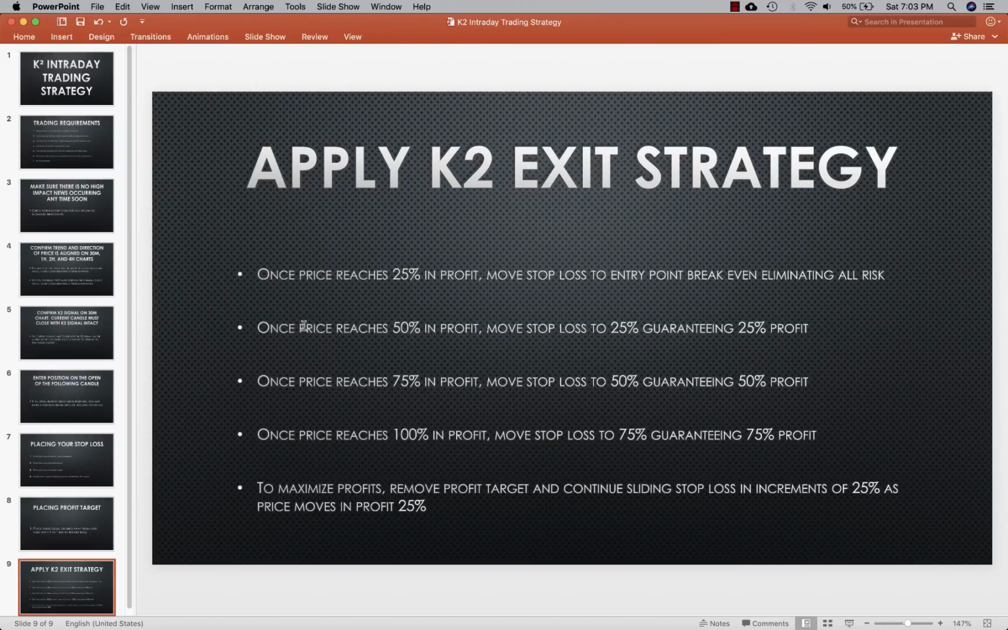And then after that, once price reaches 50% in profit, you can move your stop loss to 25%. So you'll eliminate your risk, and then you'll guarantee 25% in profit. So it's a win-win. You'll never lose. Same when it reaches 75%, you'll move it to 50%. And then when it reaches 100%, you can move it to 75%. And if you're monitoring your trade, you can maximize your profits by removing your profit target, and then just keep moving your stop loss up and up and up, so you can basically ride the entire wave up. So I'll show you guys on the chart how that works.